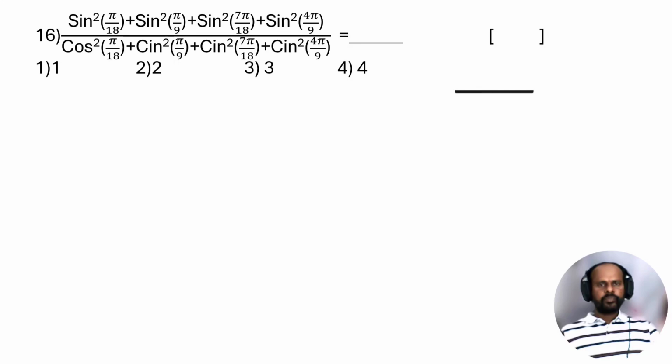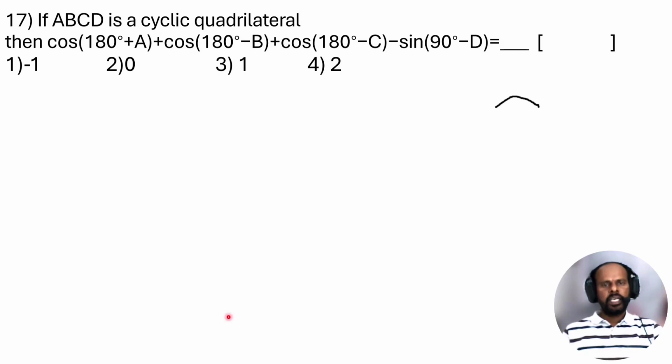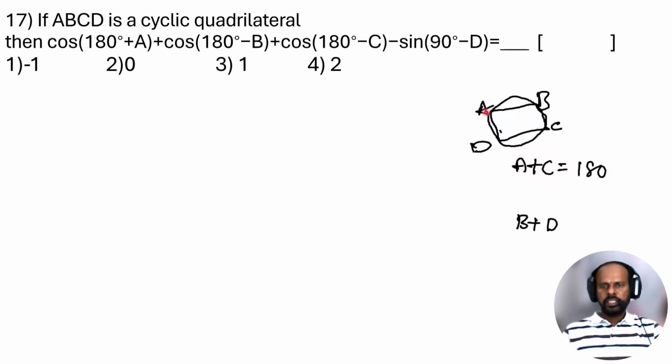ABCD is a cyclic quadrilateral. So in this cyclic quadrilateral, you have to understand what a cyclic quadrilateral is and what rules we have to follow in this question. So let us draw one cyclic quadrilateral. If all four vertices lie on the circumference of a circle, it is called a cyclic quadrilateral. In a cyclic quadrilateral, the opposite angles are supplementary, that is A plus C equal to 180 and B plus D equal to 180. Let us use these two results in this question.